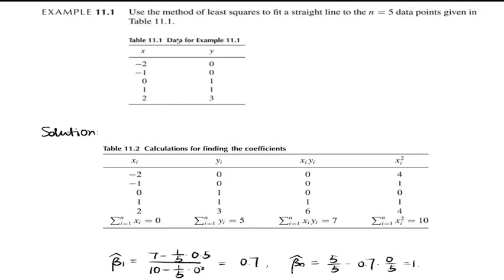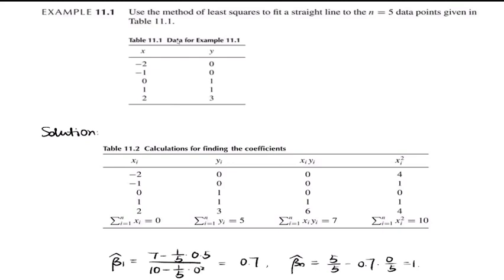Now I need you to take a look at the table here. Use the method of least squares to fit a straight line to the n equal to 5 data points given. You're given x, you're given y. And of course, you need to get xy and x squared, and this is going to be the sum of x, the sum of y, the sum of xy, the sum of x squared. Now you're going to go back to the formula. The formula here needs the sum of xy.